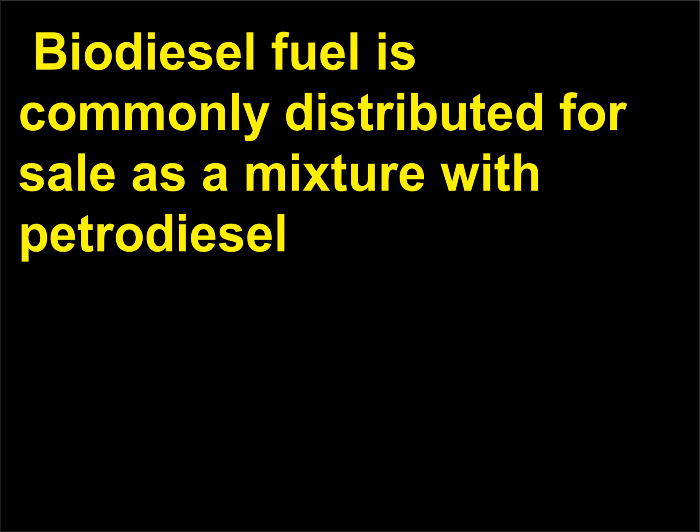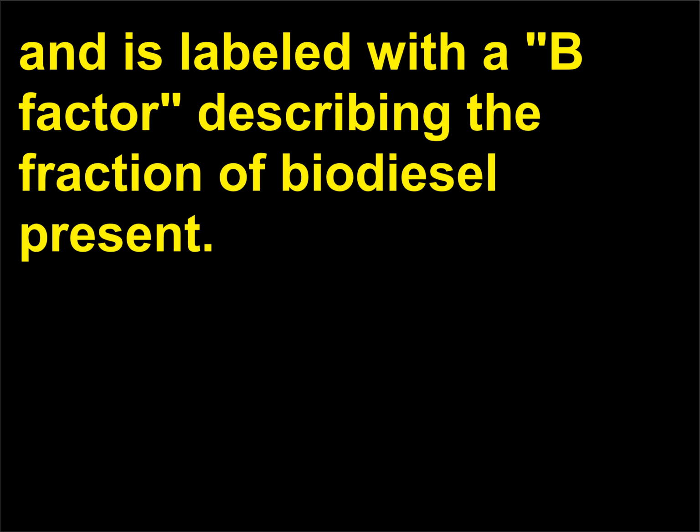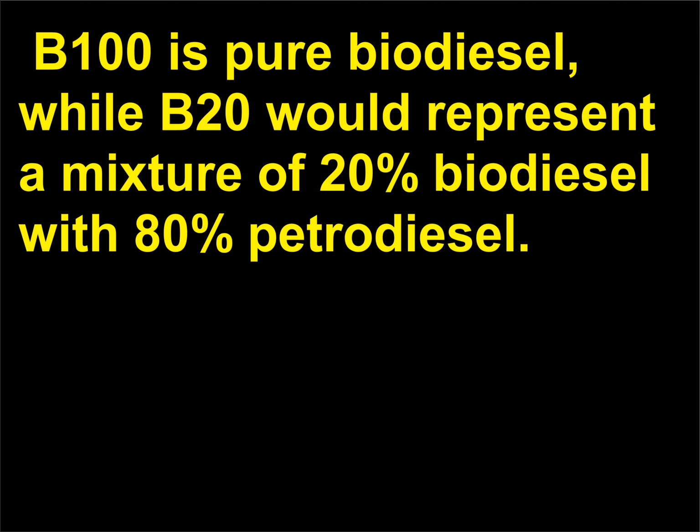Biodiesel fuel is commonly distributed for sale as a mixture with petrodiesel, and is labeled with a B factor describing the fraction of biodiesel present. B100 is pure biodiesel, while B20 would represent a mixture of 20% biodiesel with 80% petrodiesel.